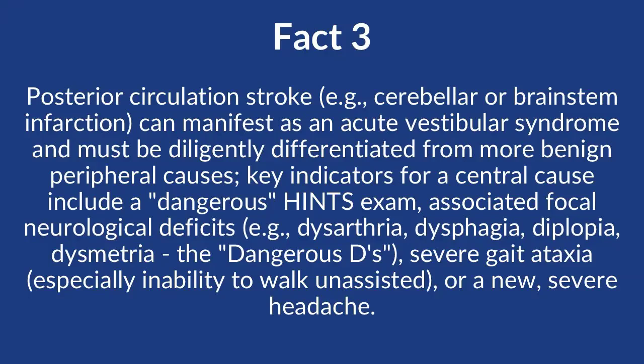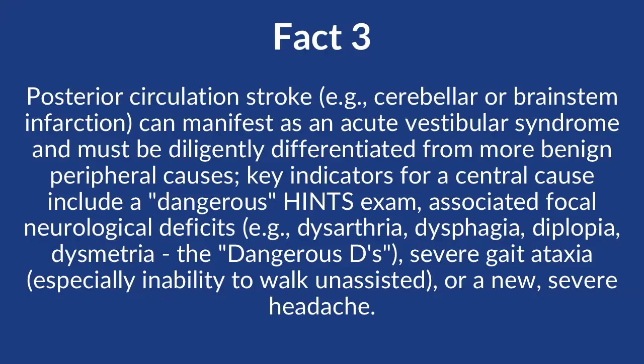A normal head impulse test in a patient with AVS is a powerful predictor of stroke. Other highly concerning signs for a central lesion include purely vertical nystagmus or skew deviation. Clinicians should also assess for marked truncal or gait ataxia that seems disproportionate to the patient's subjective vertigo, as this strongly suggests a cerebellar lesion.